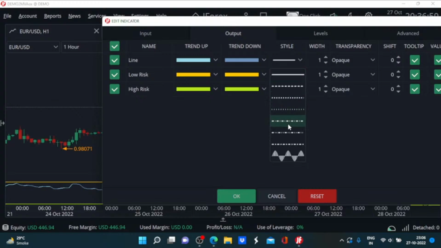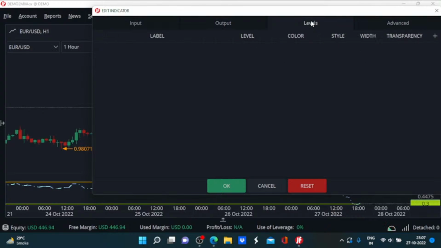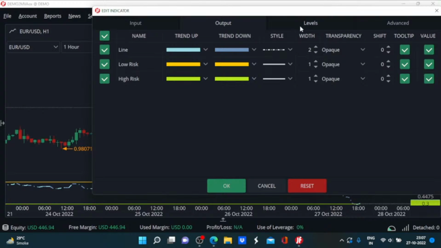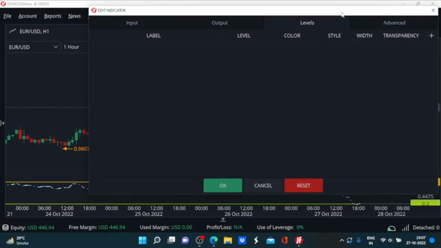Styling factor, width, if you want to make the output line look more prominent. Levels, advanced option. Levels, we have these two levels defined. If you want to add another level, you can do that. So for example, if you want to add a level of say 0.5, all you have to do is click on this plus symbol, and there you will get the option to add a new level.